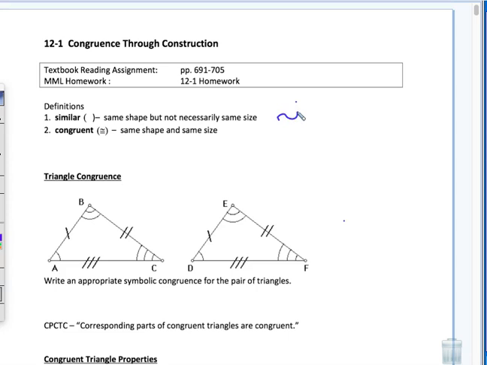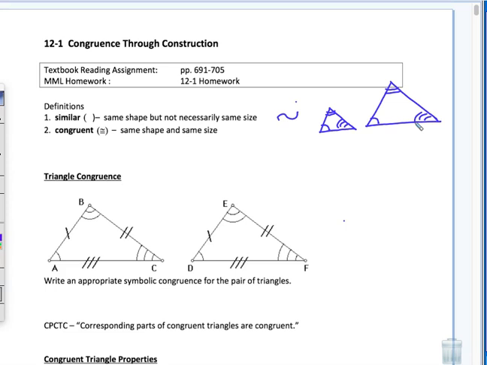Similar means they're the same shape, but not necessarily the same size. And so let me do the best I can to draw that for you. I have one triangle. I have another triangle that's the same shape, but it's not the same size. What makes objects the same shape is the same angle measurement. And so when the angles are the same measurement, we get a shape that's the same, but it doesn't mean they're congruent. Congruent means they're the same shape and the same size, as you can see right here in the picture below where you see triangle congruence. All the angles and all of the sides are the same.